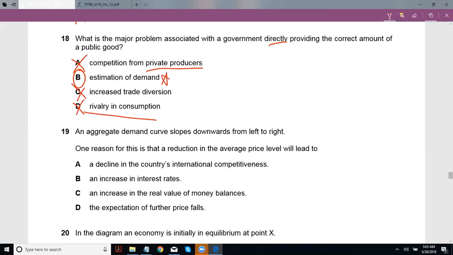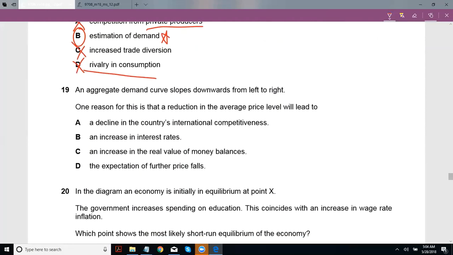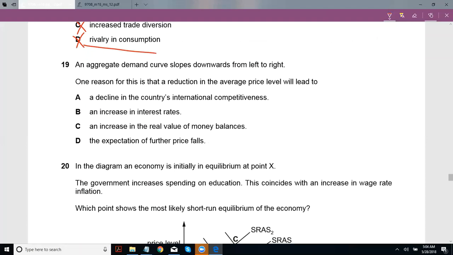Estimation of demand is something that really does happen. You've read this when you read about your command or planned economic system. There are basically governments, central authorities, just estimating how much of a particular good the people wanted. So there's a lot of estimation and guesswork, as opposed to the market, where the market is a much more efficient signal. However, governments can't use the market, especially for public goods where you don't even have a particular price. So it's estimation, and that's the issue.